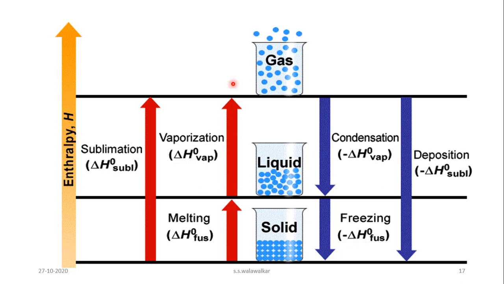When liquid is converted into vapor state, it is called the enthalpy of vaporization, and the reverse of this is condensation, and the sign of the enthalpy change is negative. And when solid is converted into gaseous state, it is called sublimation. The reverse of sublimation is deposition, and the sign of enthalpy of deposition is negative, whereas the sign of enthalpy of sublimation is positive. So thank you.